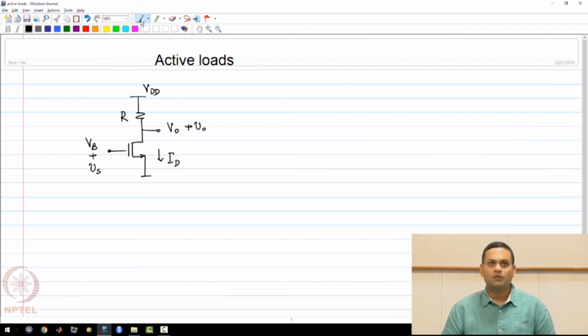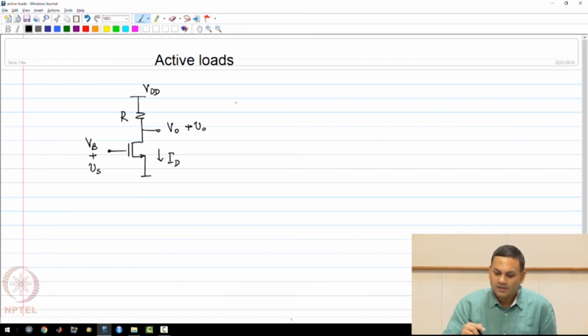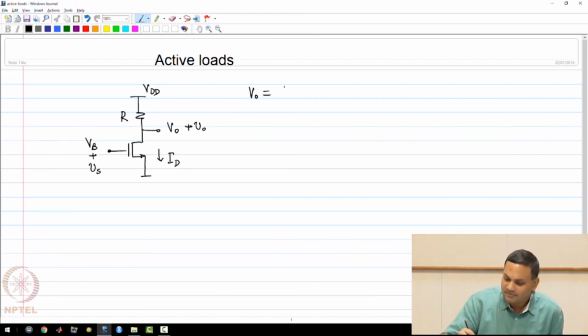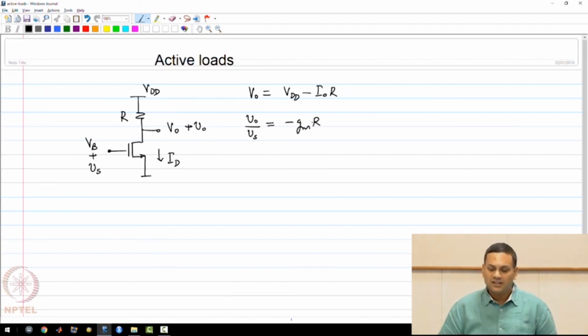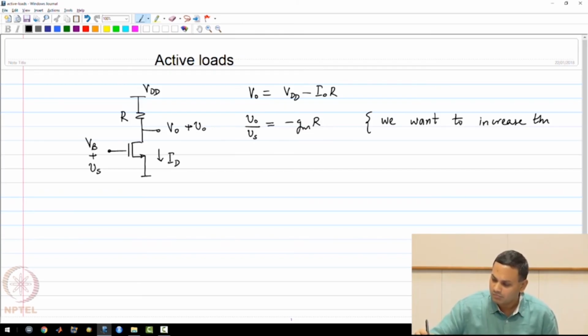So far you would have seen this type of common source amplifier, and you can write down the various DC voltages in terms of the DC currents and so on, but the voltage that we are interested in is the output DC voltage, which is VDD minus I naught R. And we know that for this circuit the small signal gain, vo by vs, is minus gm R. Now let us say that we are trying to increase the magnitude of this gain. So this is what we are going to try to do.